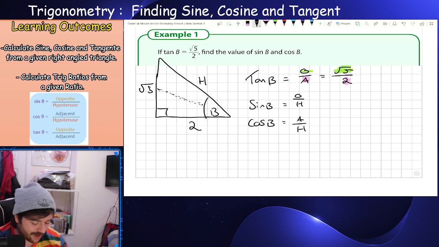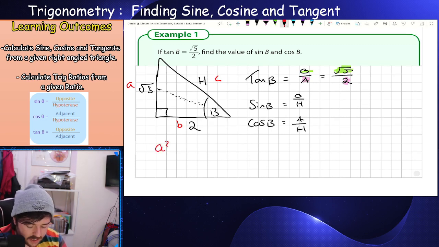Anyway, so we need to calculate my hypotenuse. And how we calculate my hypotenuse is, well, I'm dealing with a right angle triangle, so I'm going to be using my theorem of Pythagoras. So label my sides A, B, and C. So that's going to be A. That's going to be B. Remember, hypotenuse is always C.